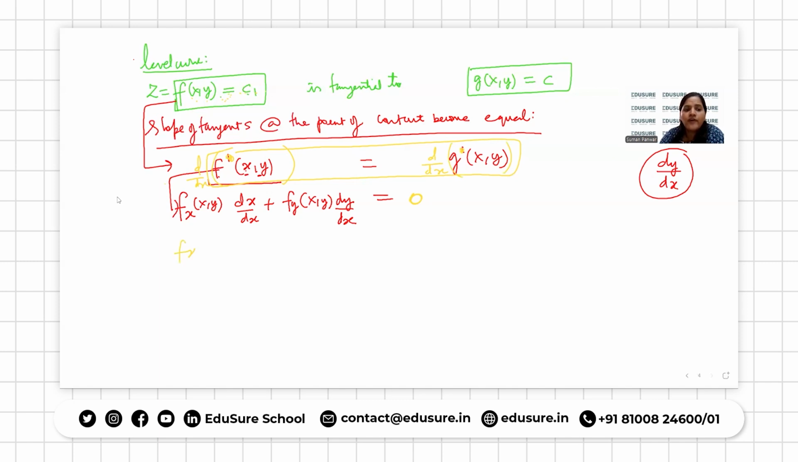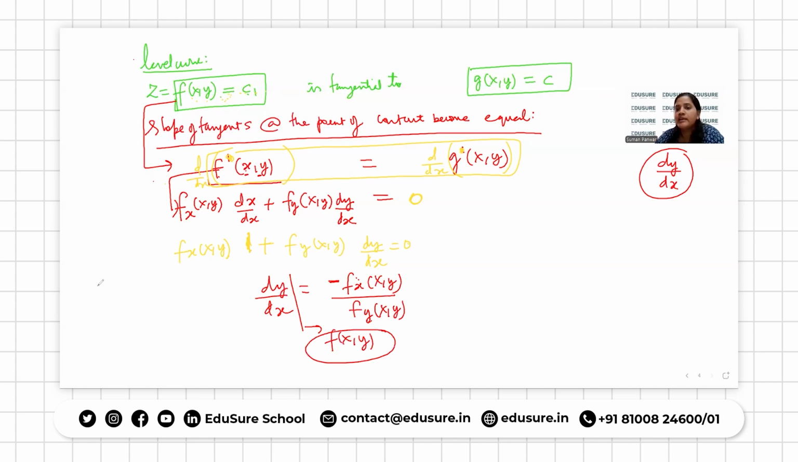So fx(x,y) times 1 plus fy(x,y) dy by dx is equal to 0. So from here, the slope dy by dx of our given function is coming out to be minus fx divided by fy of (x,y). fx is the partial derivative of f with respect to x and fy is the partial derivative of f with respect to y. This is for my function f(x,y).